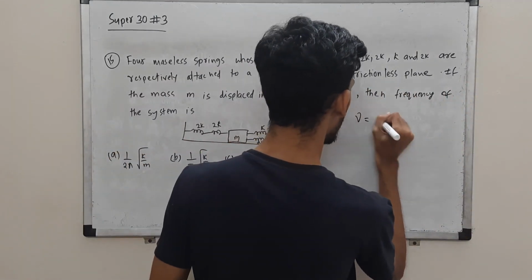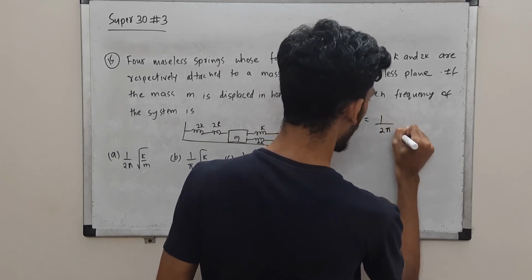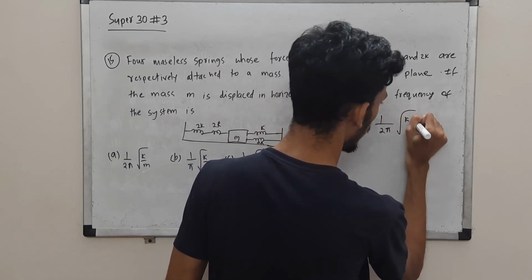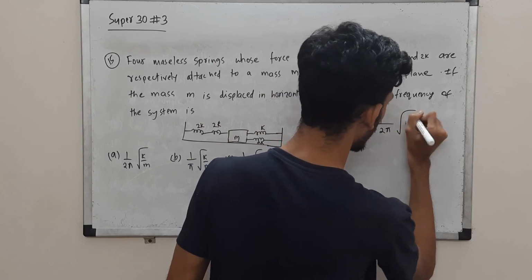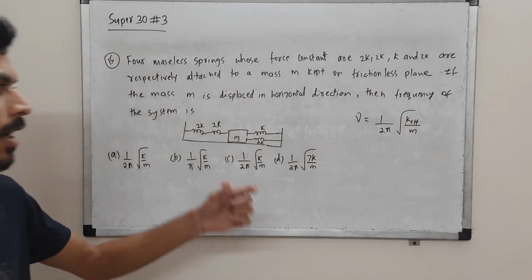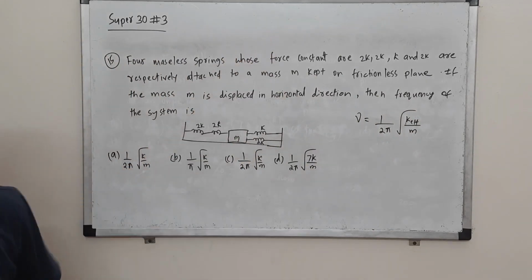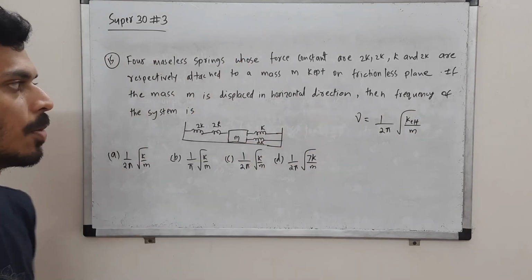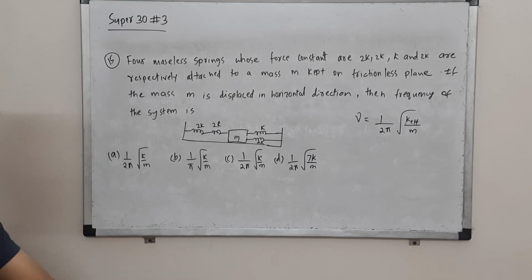Now this is very simple. Nu is given as 1 upon 2 pi under root k effective by m, where I write the effective spring constant, or the time period will be 2 pi under root m by k. So from there the frequency is 1 upon 2 pi under root k by m. So the only objective over here is to find k effective, the rest we all know.